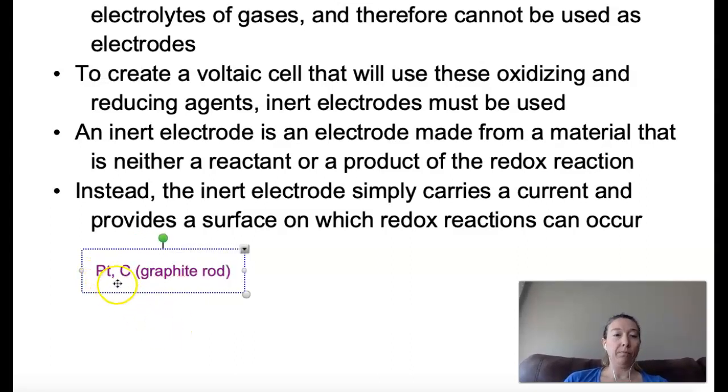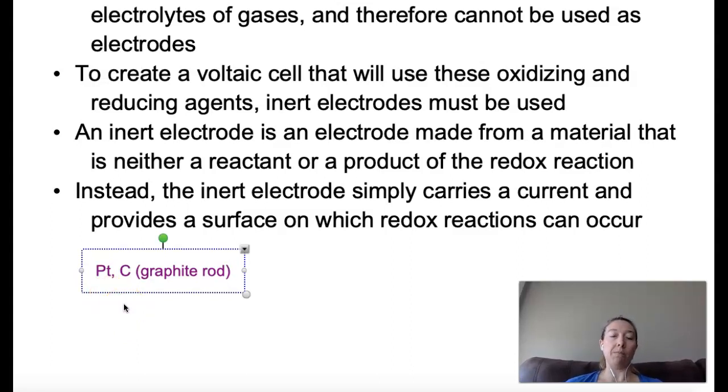So platinum is an inert electrode. You'll find that platinum isn't in your data booklet as either an OA or an RA, and that's because it's so weak that it's off the chart. So it's a safe thing to use as an inert electrode.